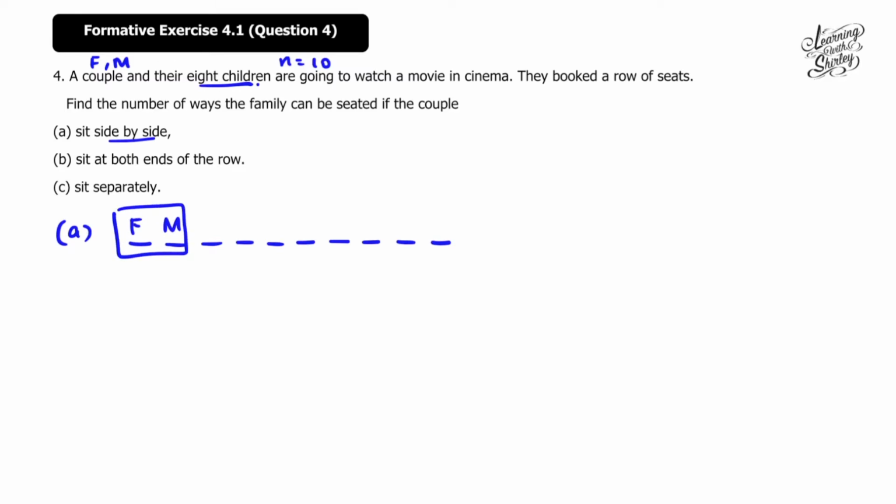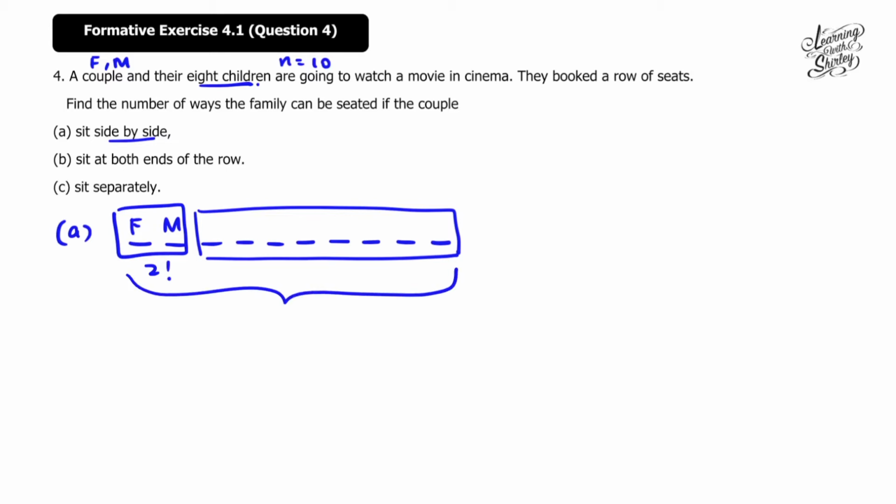Okay, and this is 2 factorial because it can be mother first and then father. Okay, and then the remaining will be for the 8 children. So total here will be 9 factorial. So the answer will be 2 factorial times 9 factorial, which equals 725,760 ways.